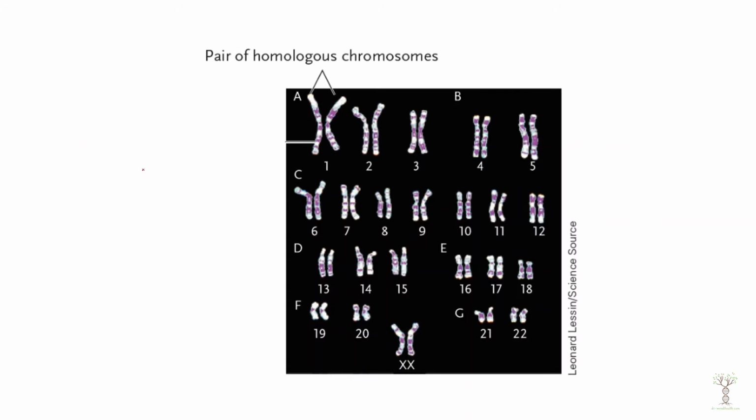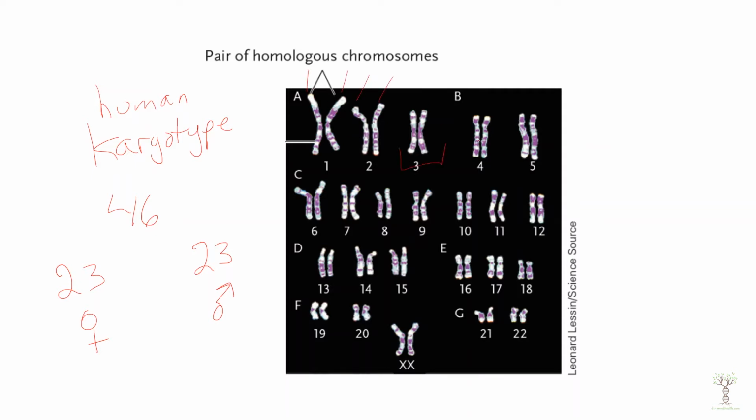In this diagram, we can see what we call a karyotype. A karyotype shows all of the chromosomes from one cell. This is a human karyotype, and humans have 46 chromosomes. We get 23 chromosomes from our mom, and we get 23 chromosomes from our dad. When we look at a karyotype, we can see that these chromosomes are all lined up in pairs. These pairs are called homologous chromosomes.